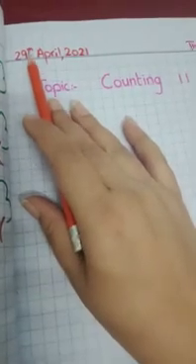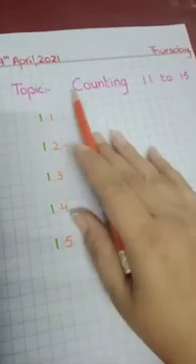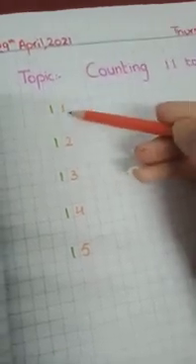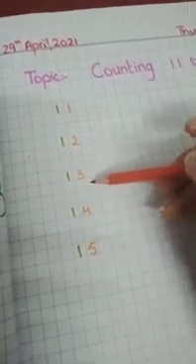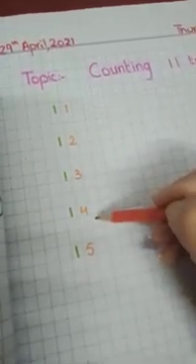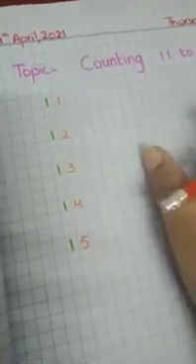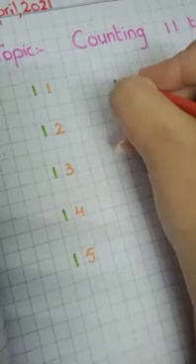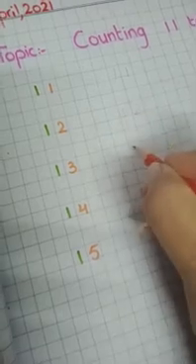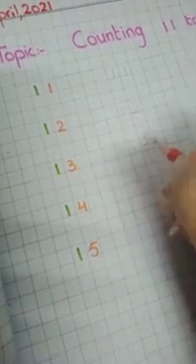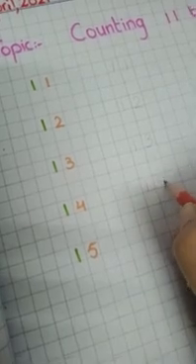Again, you have to write the date, 29th April 2021, and the day is Thursday. Topic: counting 11 to 15. Like this: 1 ten, 1 one; 1 ten, 2 ones; 1 ten, 3 ones; 1 ten, 4 ones; 1 ten, 5 ones.